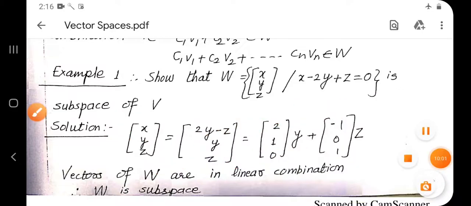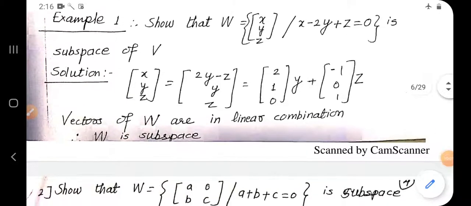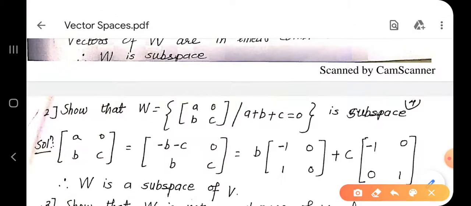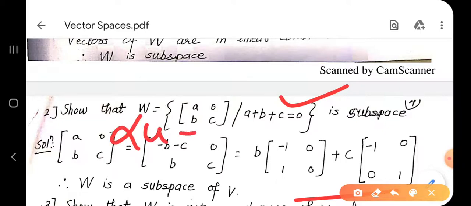So according to you, you just decide what you have to do and which examples we have to solve. One more example I will show you in this way. Show that W is equal to the matrices A 0, B C with A plus B plus C equal to 0 is a subspace. That means you have to take two elements. Instead of any other method, just take two elements, alpha u plus beta v, because that method is easier and we can easily understand it.